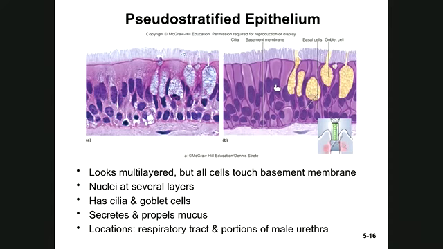This is the cartoon, but here you can see the real picture. You have the basement membrane here. You can see the cells in different layers. You can see goblet cells in this picture, and you have cilia. And this is a key for identification of pseudostratified epithelium. When you see the cilia and goblet cells, you have pseudostratified epithelium. The complete name of this epithelium is pseudostratified ciliated columnar epithelium.